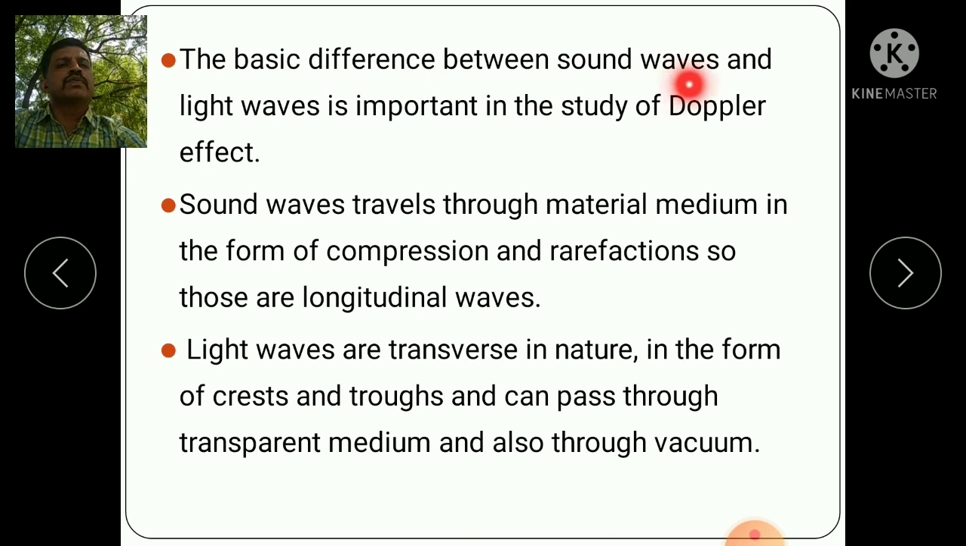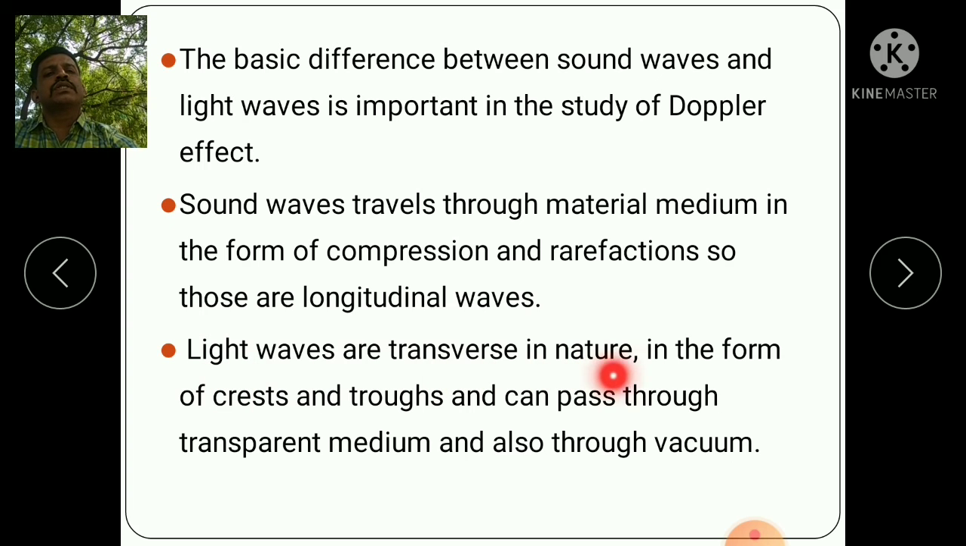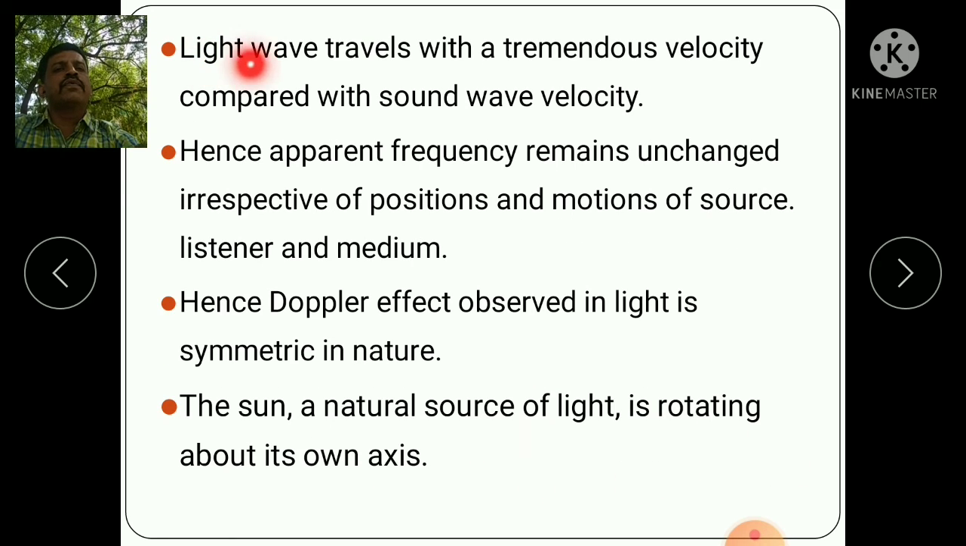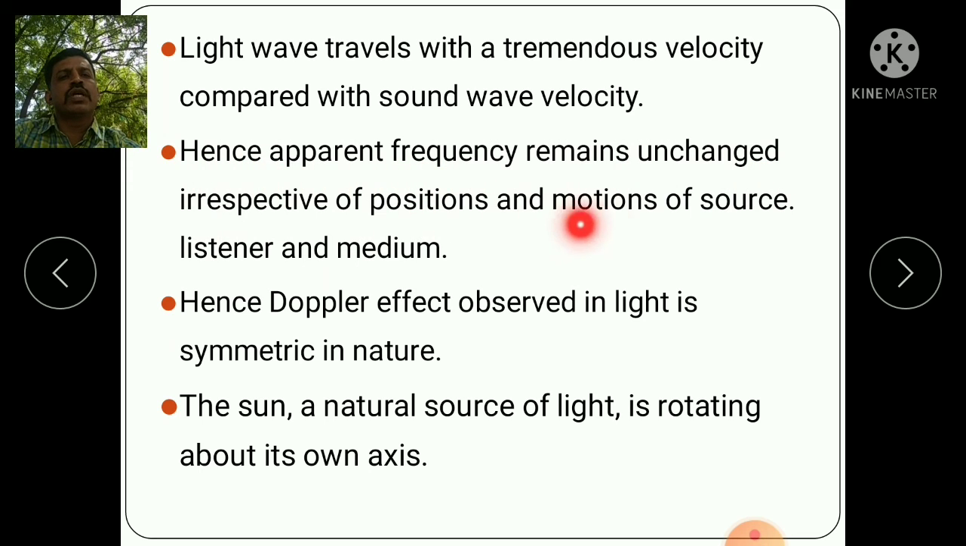The basic difference between sound waves and light waves is important in the study of the Doppler effect. Sound waves travel through a material medium in the form of compressions and rarefactions, so they are longitudinal waves. Light waves are transverse in nature, in the form of crests and troughs, and can pass through a transparent medium and also through vacuum. Light waves travel with a tremendous velocity compared to the velocity of sound waves. Hence the apparent frequency remains unchanged irrespective of the position and motion of the source, listener, and the medium. Hence the Doppler effect observed in light is symmetrical in nature.